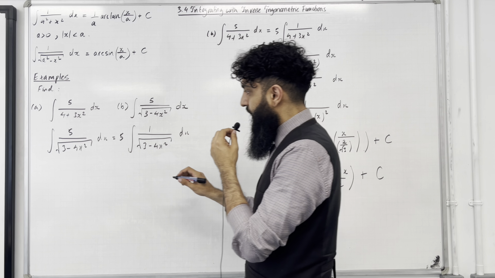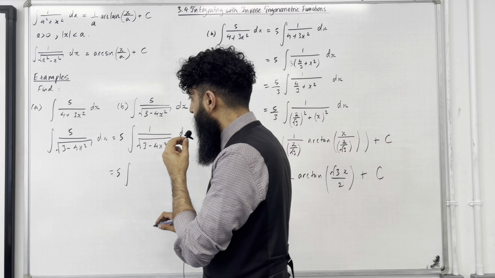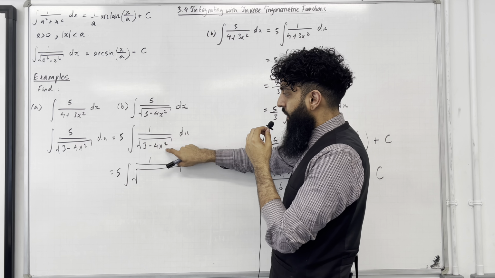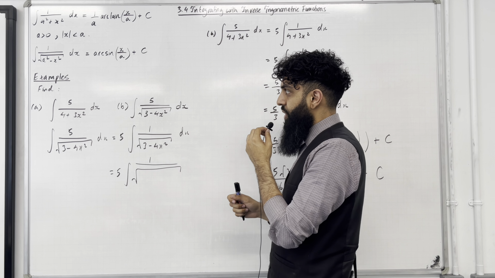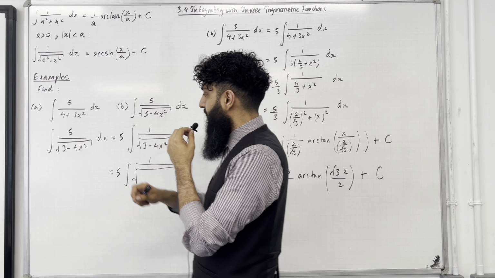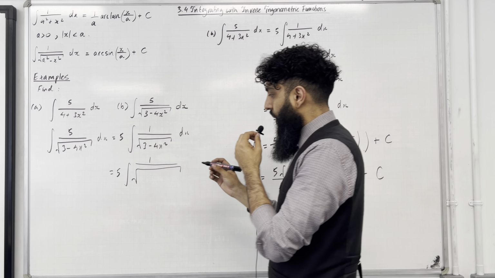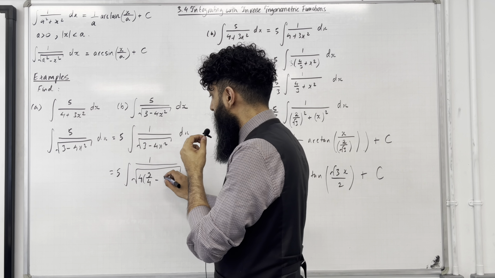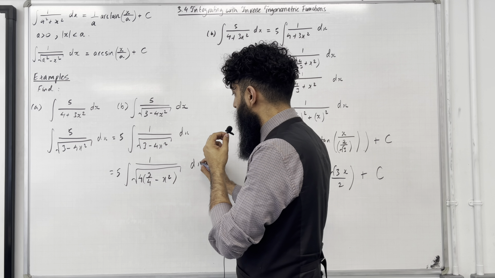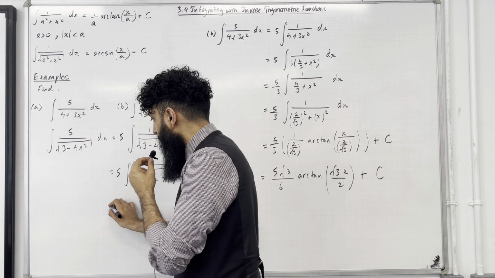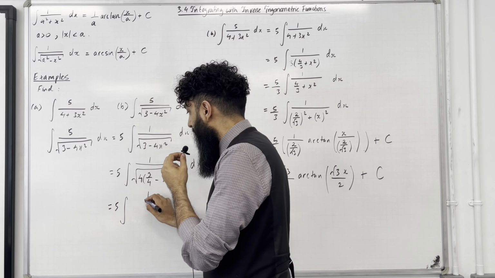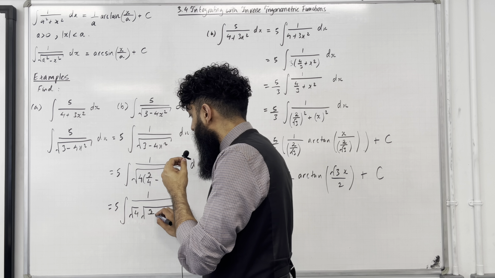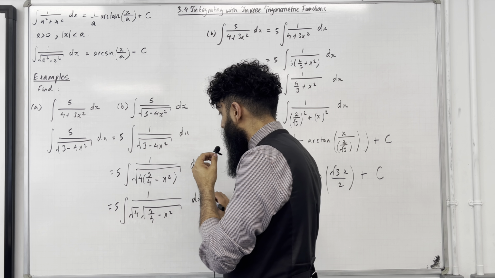Then this is equal to 5 multiplied by the integral of 1 over square root. Notice that the coefficient of x squared is negative 4, but I want the coefficient of x squared to be negative 1, which means I need to take out a factor of 4. So I take out a factor of 4, open bracket, 3 over 4 take away x squared, close bracket, and then dx. This equals 5 multiplied by the integral of 1 over square root 4 multiplied by square root 3 over 4 minus x squared, dx.